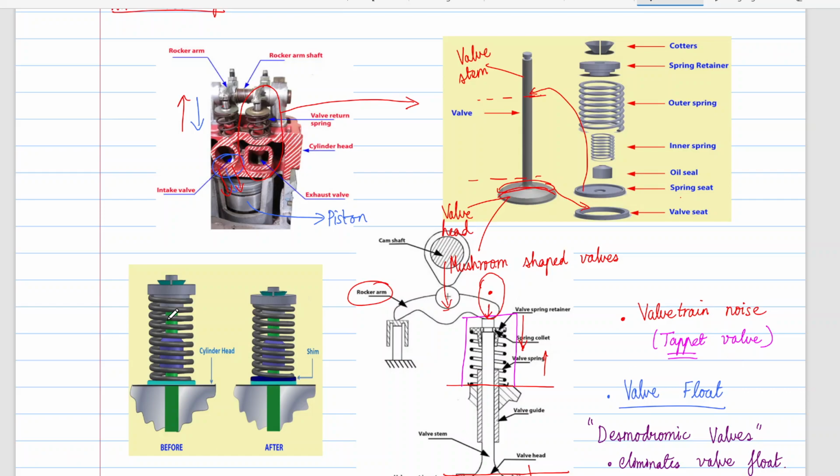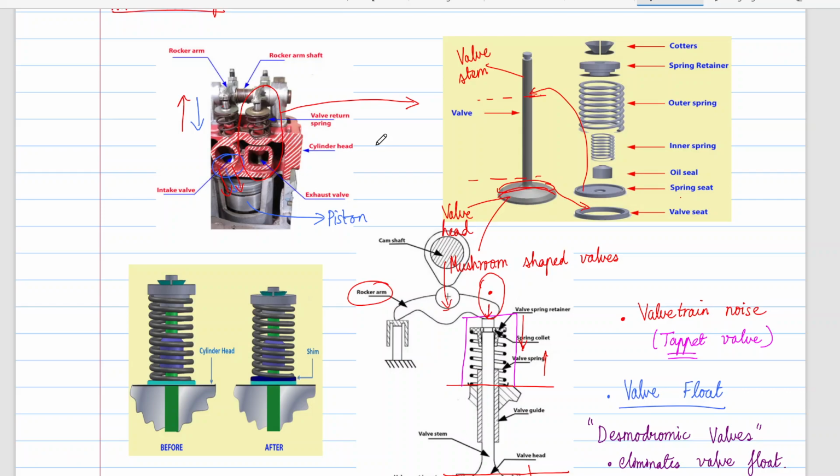For example, let's take a look at this particular valve. You can see that there are springs in here which are helping us to keep the valves closed, and to open the valves we are using this rocker arm shaft and the rocker arm, which opens or closes the valve. But to seal the valve, we are using springs here.